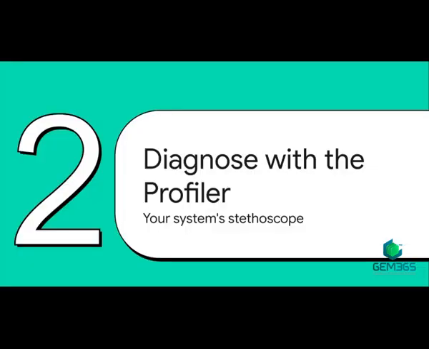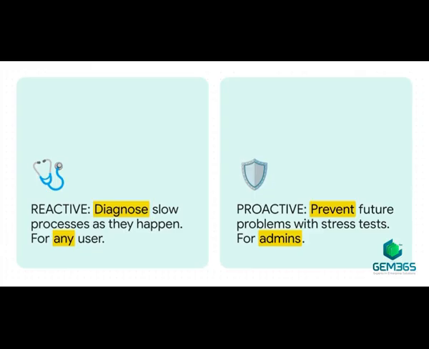It's called the In-Client Performance Profiler. I love this analogy. Think of it like a stethoscope for your system. It lets you listen in on any process in real time and hear exactly where the trouble is. Now, it's really important to understand that there are two main tools for two different jobs. The In-Client Profiler is reactive. Any user can fire it up to figure out why something is slow right now. The Performance Toolkit, or BCPT, is proactive. That's more for admins and consultants to stress test the system and prevent problems before they even start. We'll get to that one in a bit.